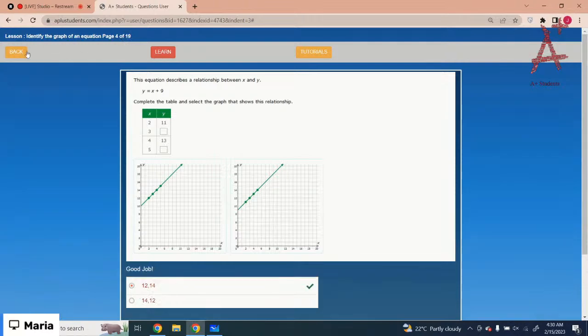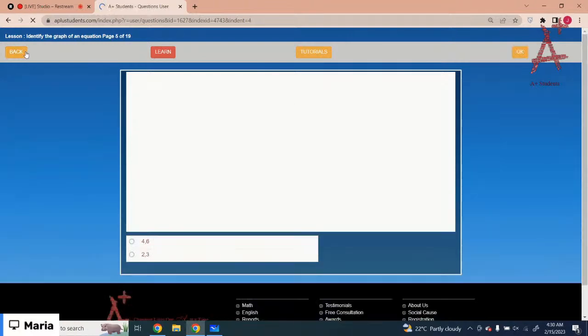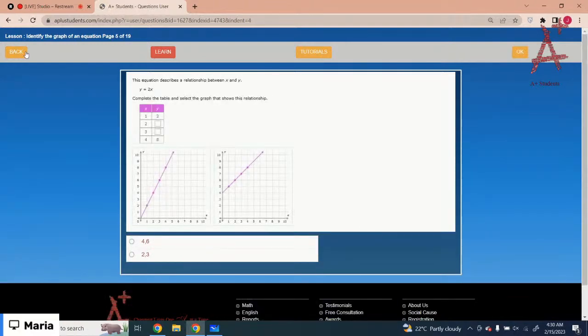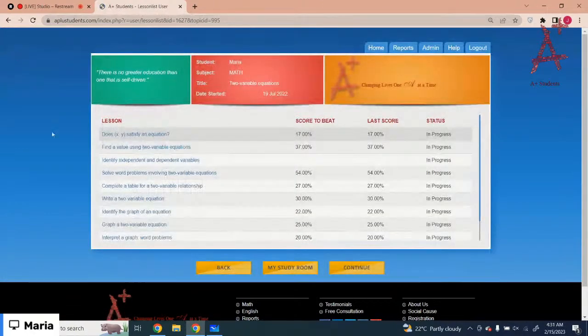Okay, you can complete the test by yourself later today. Let me just move on to the next lesson. Let me just click on the back button. The next lesson is interpret a graph word problems.